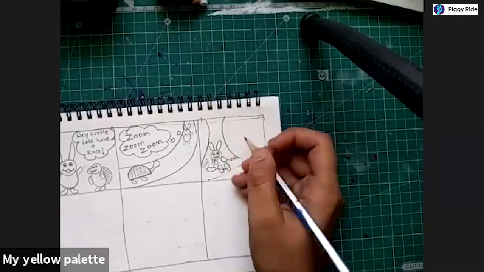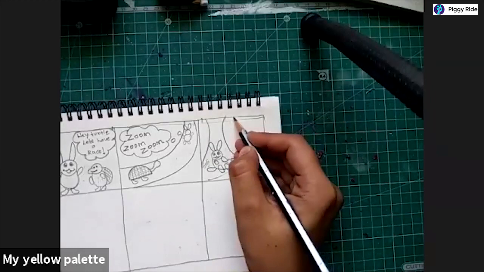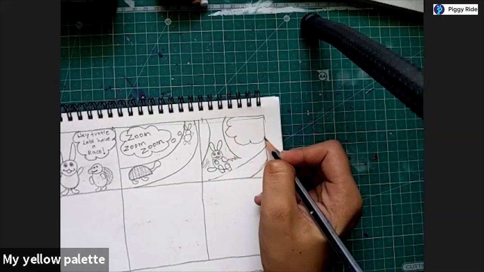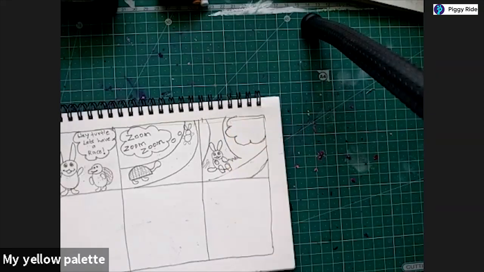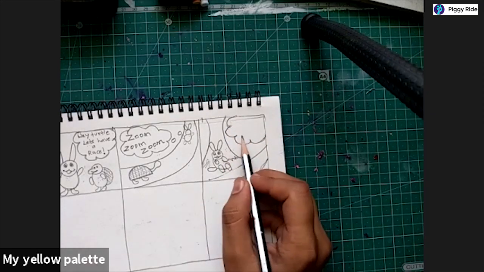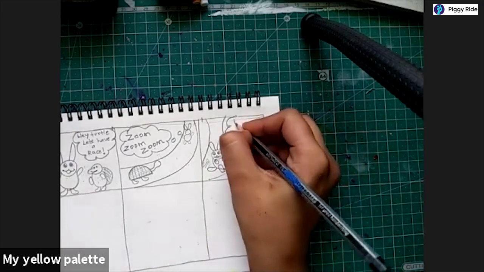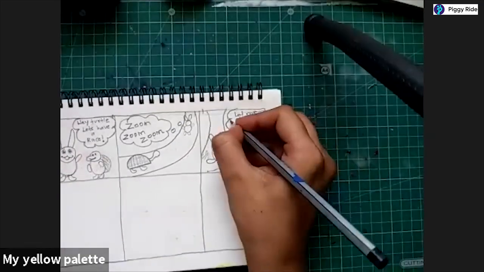Now we have to draw again a cloud where we will write what the rabbit is thinking. Okay, so I draw the cloud like this. Okay, now in the cloud we have to write what the rabbit is thinking. So what he's thinking, that let me take a rest.